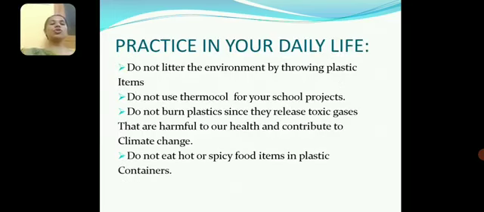Practice in your daily life. Do not litter the environment by throwing plastic items. Do not use thermocol for your school project. Do not burn plastic, since it releases toxic gases that are harmful to our health and contribute to climate change. Do not eat hot or spicy food items in plastic containers.